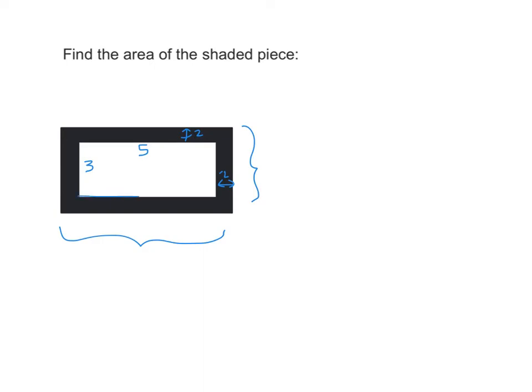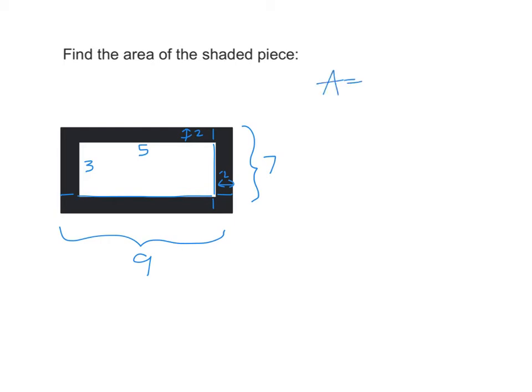Well, I know that this is 5 plus 2 plus 2, so it's 5, 7, 9. And then I know all the way across here that this is 3, and this is 2, and this is 2. So 3 plus 4 is 7. So when I find the area of the shaded piece, so it's everything in black, I first need to find the area of the whole thing and then the area of that thing inside.